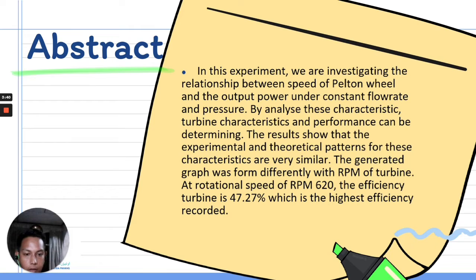At rotational speed of RPM 620, the efficiency of the turbine is 47.27%, which is the highest efficiency recorded.